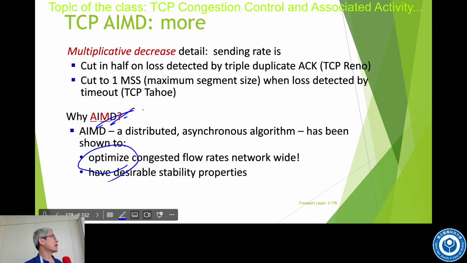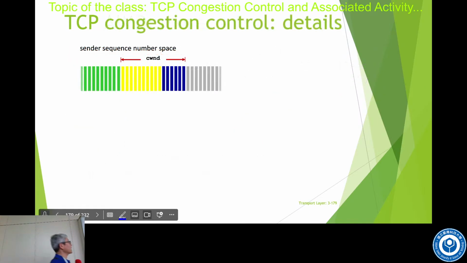We want to optimize the congestion flow rate, which is what we call the congestion window. Of course, not only AIMD; in fact, we have the others. Slow start, which later we will know. So we want to control the transmission rate, and therefore we want to control the congestion window.